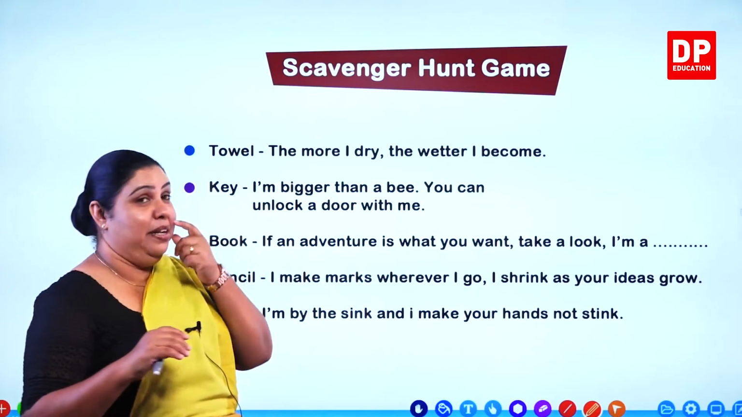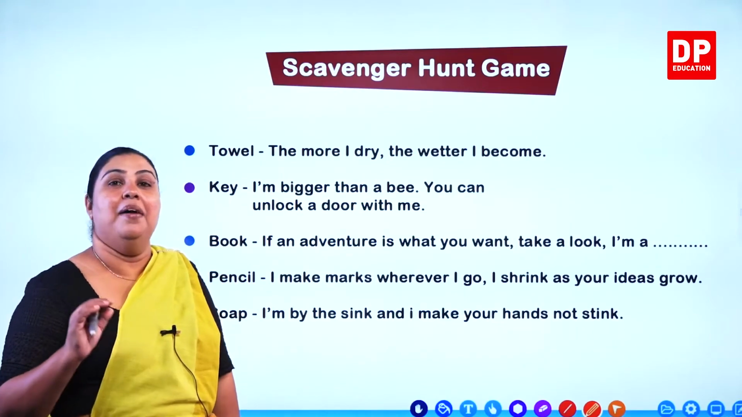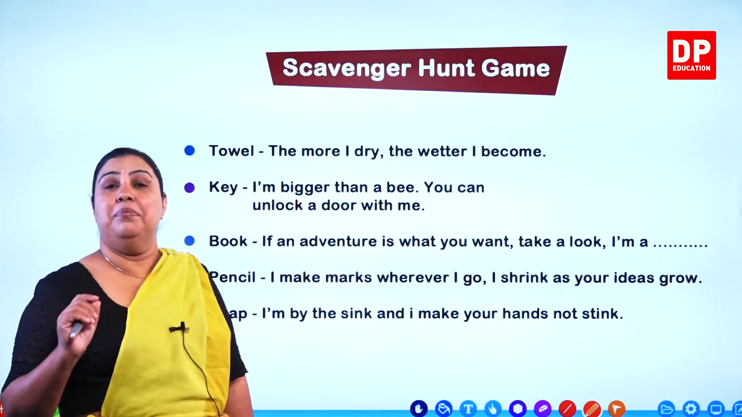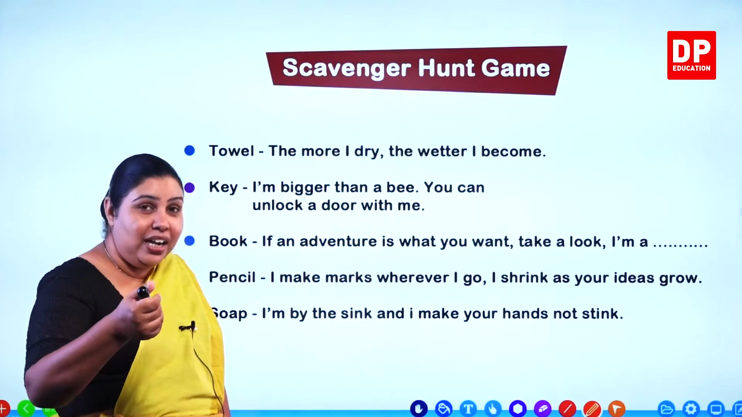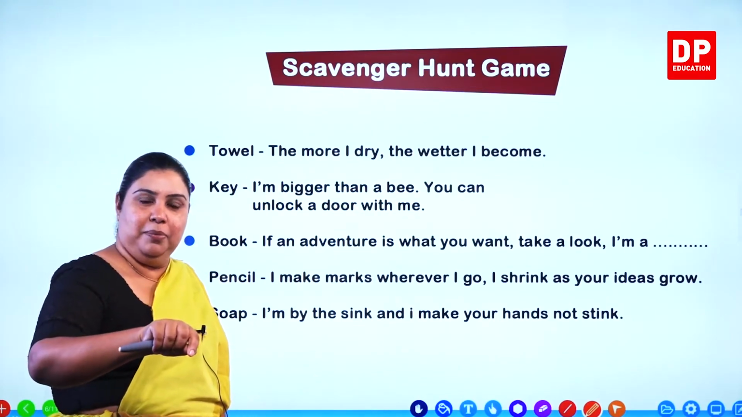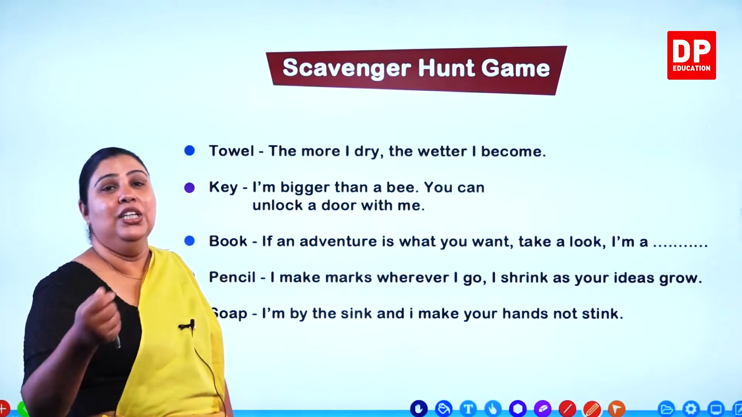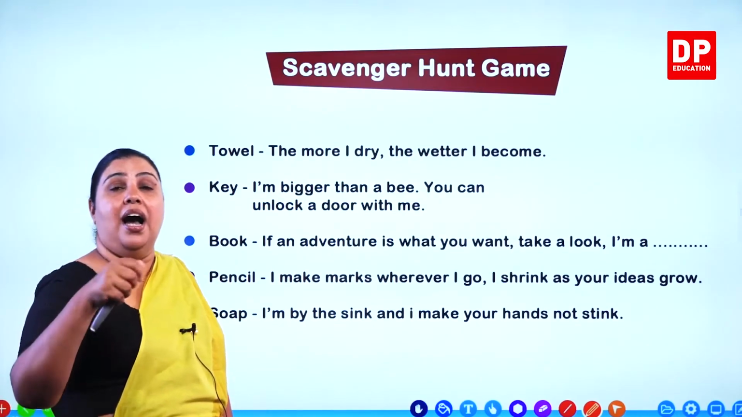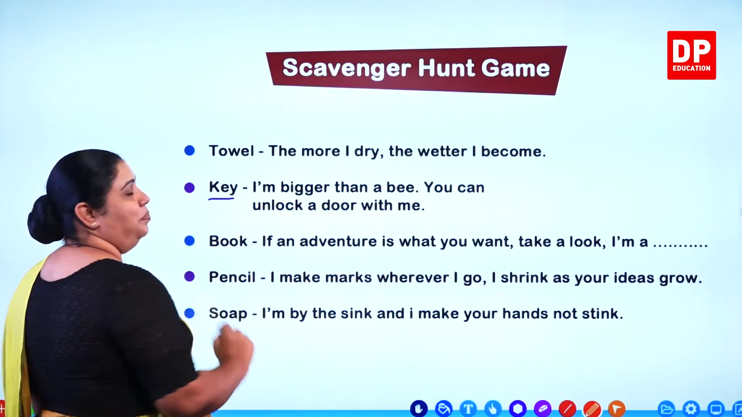I am bigger than a bee. You can unlock a door with me. What does unlock a door mean, son? You can open a door. You can unlock it. You can also lock it. Locking means when we lock the door. Unlock means opening the door. So what is the thing that we use to lock and unlock the door? It is the key.